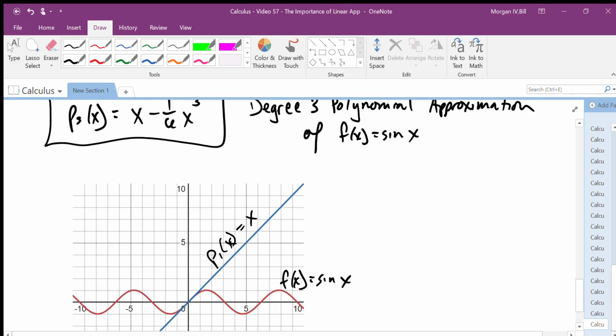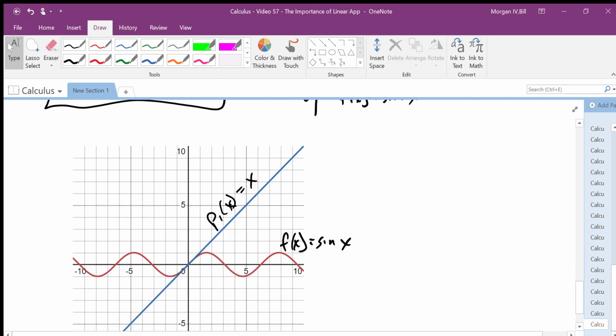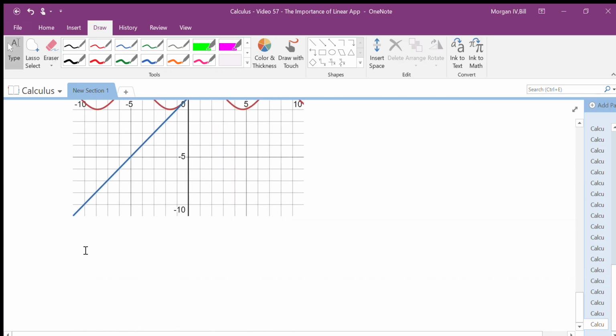Let's look at what would happen now if we use the degree 3 polynomial approximation for sine of x. If we used, instead of just x, but x minus 1/6 x to the third. All right, let me bring that in.